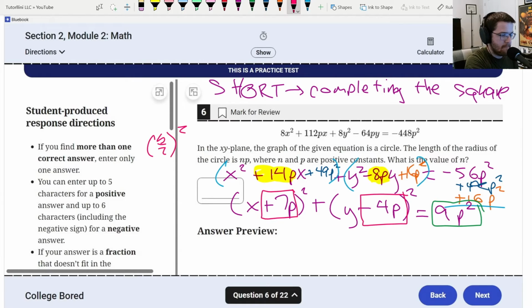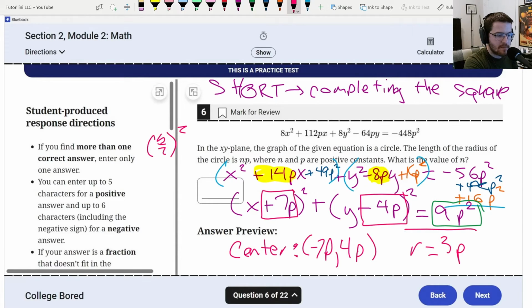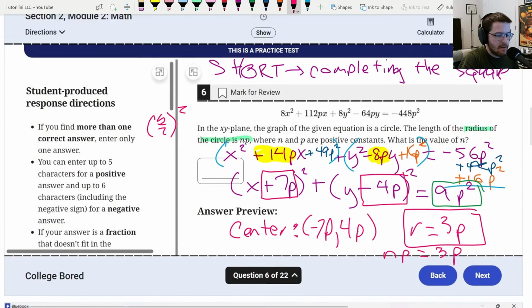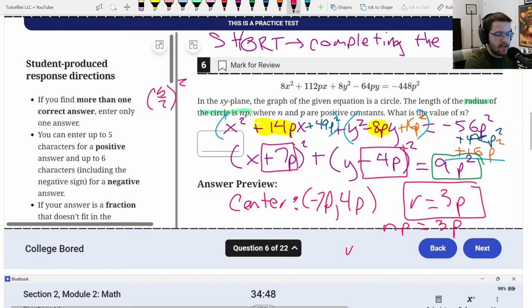So the center is negative 7p, comma, change the sign, positive 4p. And then the radius, the square root of 9p squared, is 3p. Now the question says the radius is np, so I'm going to write np equals 3p, and if we divide both sides by p, we get n equals 3. And that is the answer.